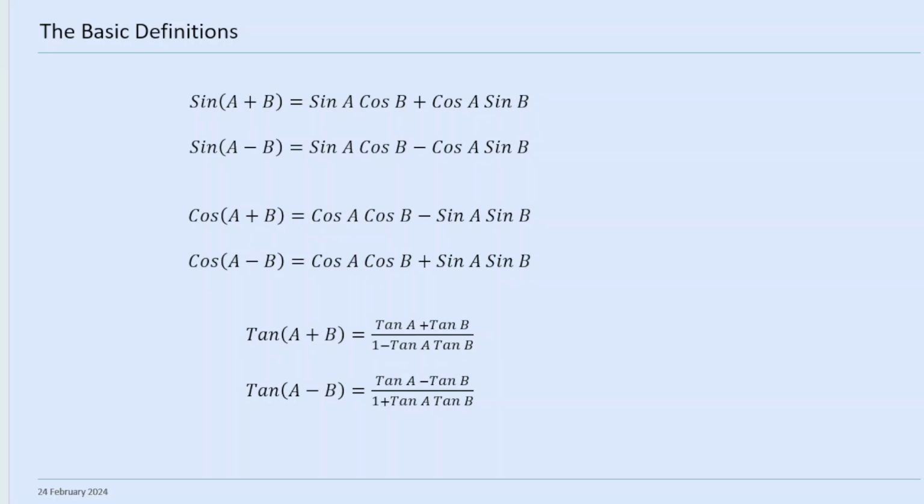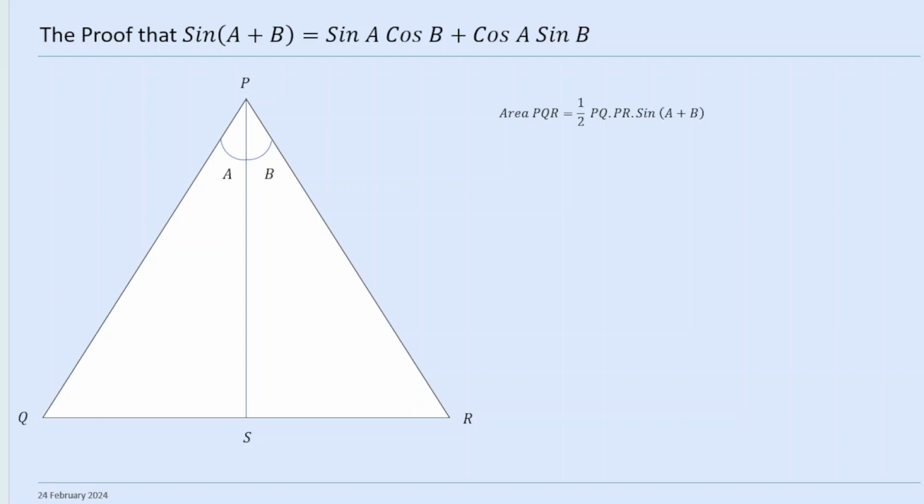These are the compound angle formulae for sine, cos, and tan. And so this is the proof of the formula for sine A plus B. So we start with a triangle PQR. We recognise that the area of PQR is a half PQ times PR times the sine of A plus B. This is just a standard formula for the area of a triangle in terms of two sides and the included angle. So using the same formula, the area of PQS is going to be a half PQ times PS times sine A, and the area of PSR is going to be a half PS times PR times sine B.